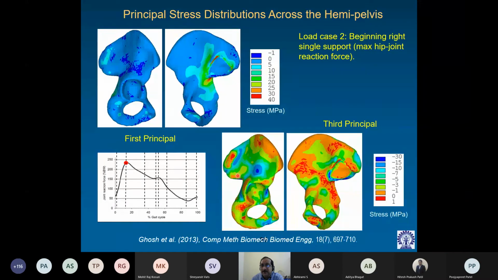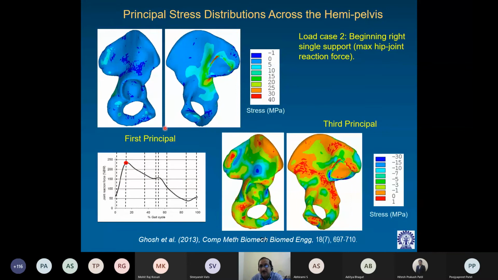So we get a principal stress distribution of the hemipelvis. Load case 2, beginning of right single support case. This is where we have the maximum hip joint reaction force during the gait cycle. Okay. So what is the stress distribution within the bone corresponding to this load case? Fully loaded with muscle and hip joint reaction force.